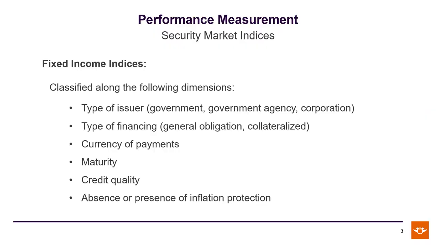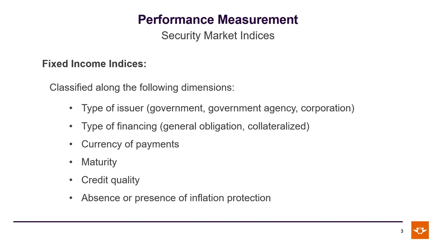You can have fixed income indices. They tend to be classified by type of issuer, government agencies, companies, the type of financing, whether it's a general obligation bond or it's collateralized, in other words, there's another asset backing it, currency of payments, maturity, credit quality, absence or presence of inflation protection.